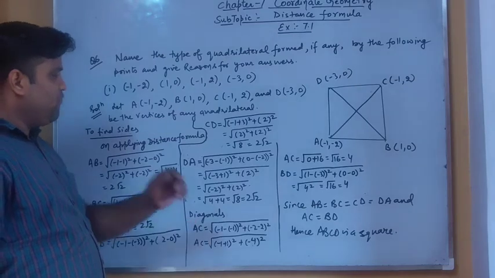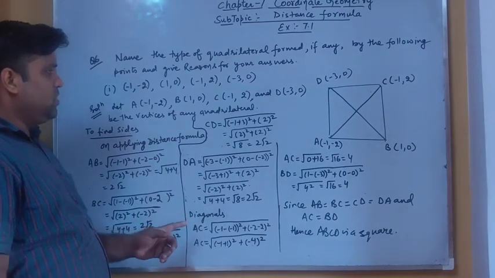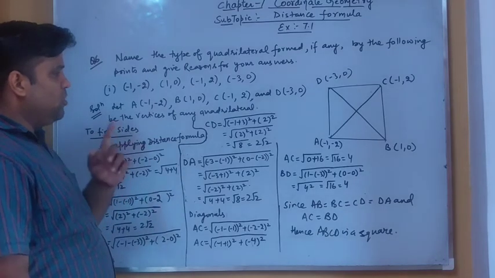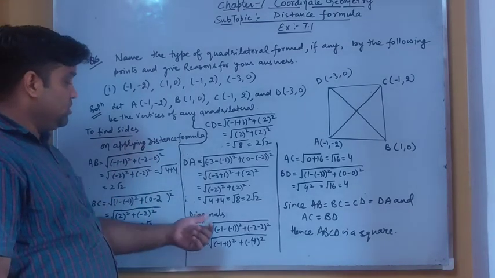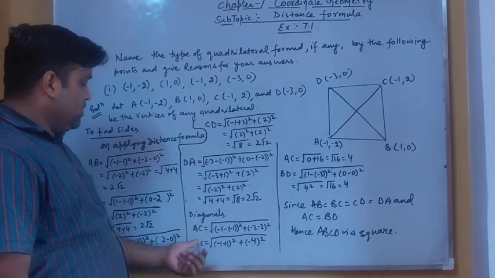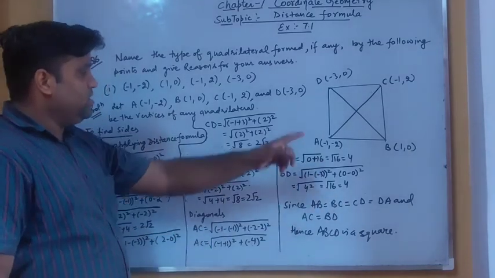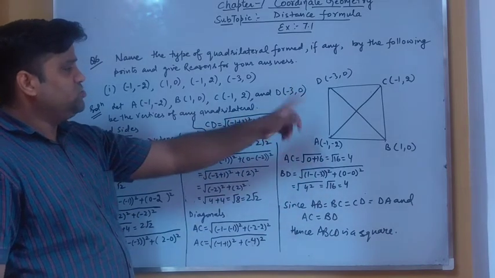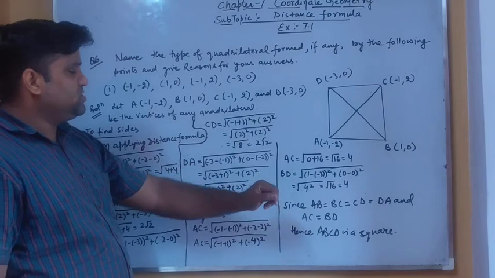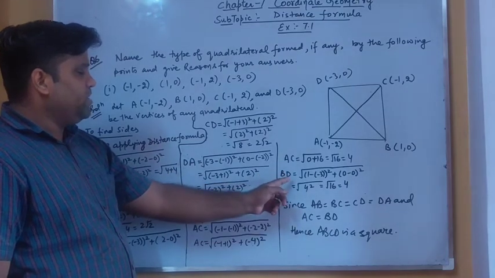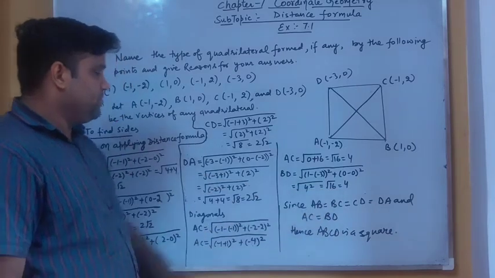Similarly we will find the distance between the points A and C, which is a diagonal of the given quadrilateral ABCD. On applying the distance formula we get AC equal to 4. And on joining B and D we get the diagonal BD. By the distance formula, the distance between B and D, which is BD, is equal to 4.